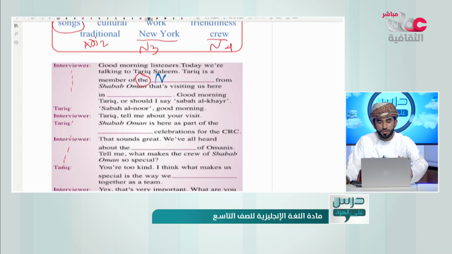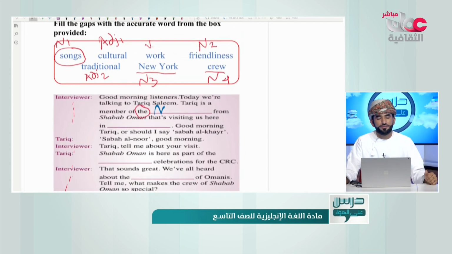Exactly. Very good. How many nouns do we have? See the point? Now your life is a little bit easier than before. Instead of looking at all of those words at once, you can just look at those 4 words, nothing else. So you've got songs, New York, friendliness, and then crew. Which one is suitable for this one? Still, we don't know.